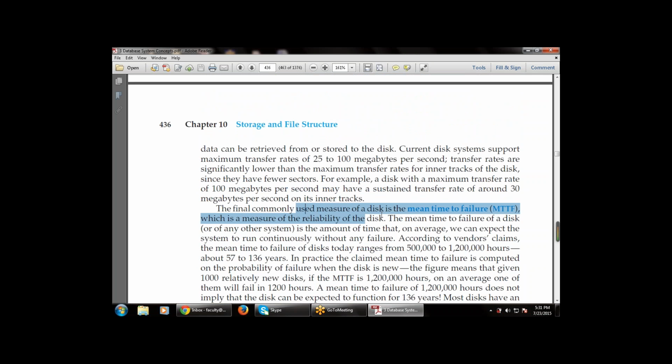The final commonly used measure of a disk is the mean time to failure, that is the MTTF, which is a measure of the reliability of the disk. The mean time to failure of a disk is the amount of time that, on average, we can expect the system to run continuously without any failure.